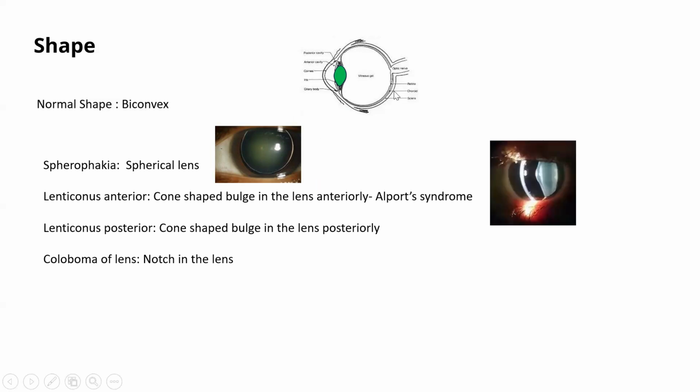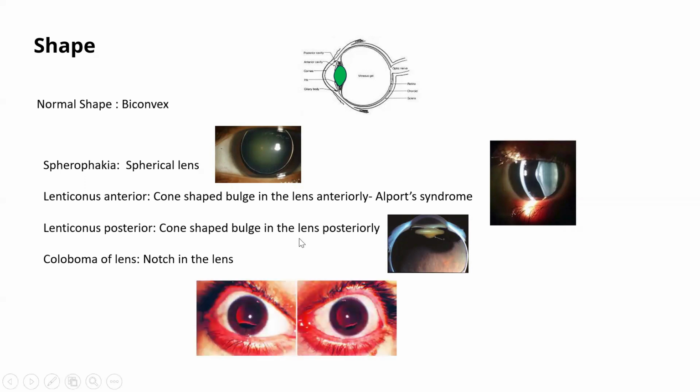Then the anterior surface of the lens can be more conical. Like in keratoconus, where we say the cornea is conical, here the lens is conical, called lenticonus, and it is most commonly seen in Alport syndrome. The posterior surface can also be conical, which is called posterior lenticonus, also more common in Alport syndrome. Or there can be a notch in the lens where part of the lens is missing. This is more common in the infero-nasal quadrant, probably associated with coloboma of the iris or coloboma of the retina, and is seen as a notch in the lens.